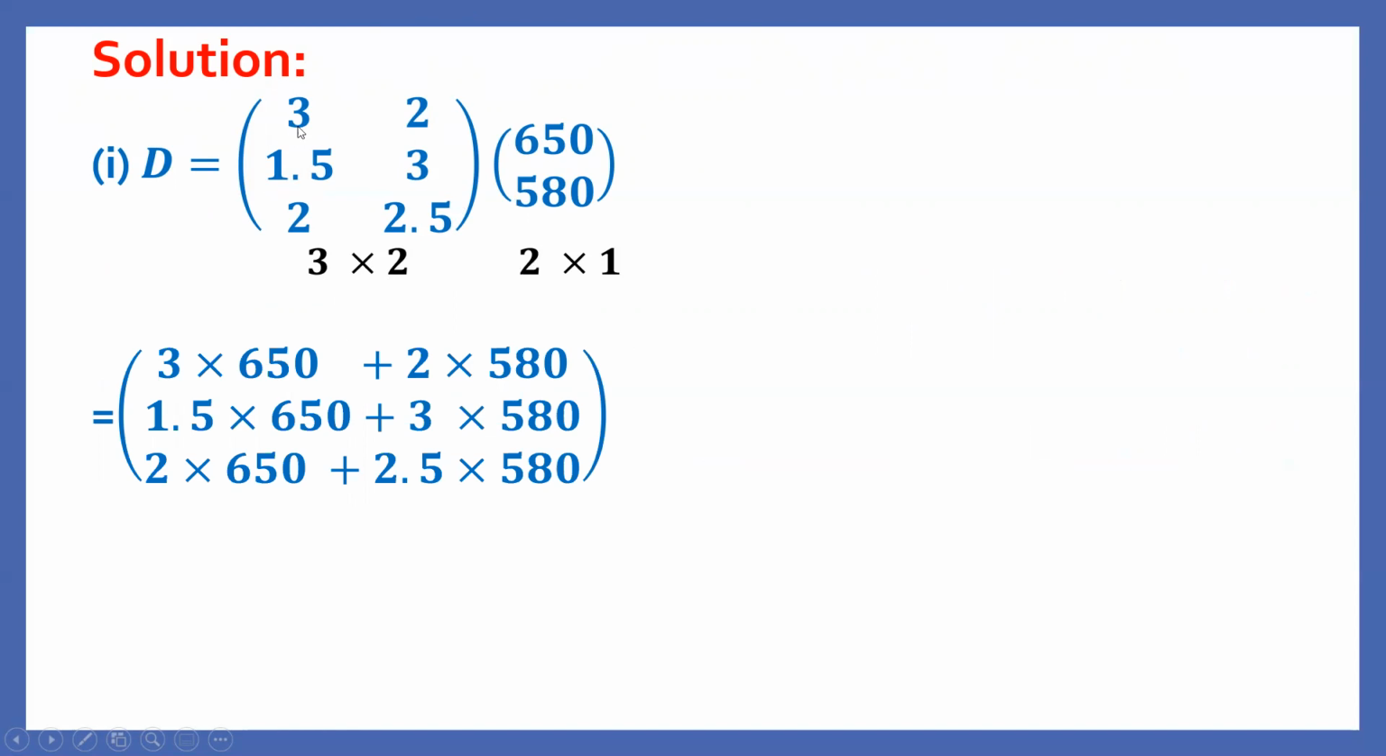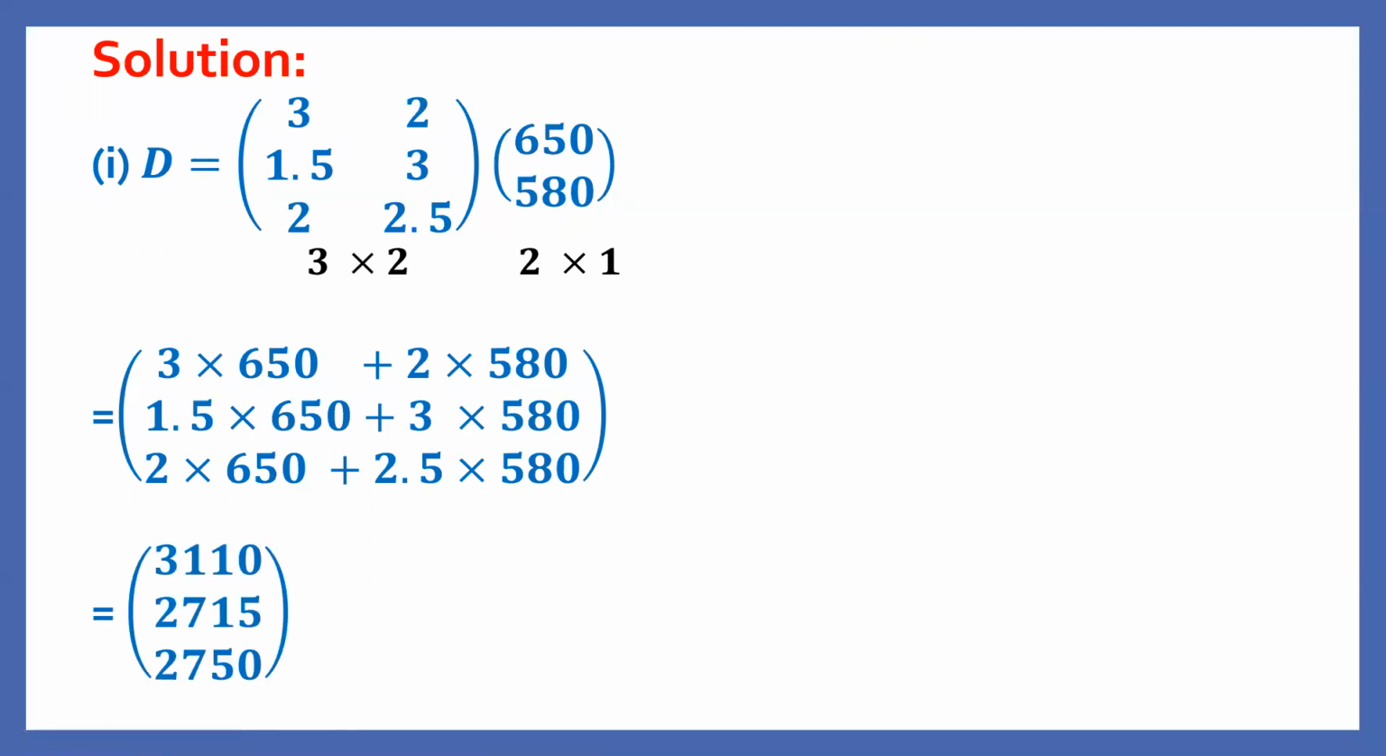So remember, we need to take first row multiplied by first column. So I will have 3 times 650 plus 2 times 580. Next, I have second row times the column. 1.5 times 650 plus 3 times 580. And I will have a third row times the column. 2 times 650 plus 2.5 times 580.